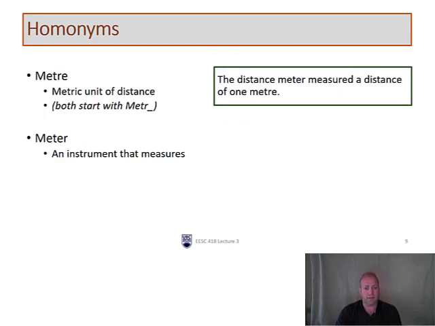Next, the meter. This is often spelled incorrectly. It's actually pretty easy to remember this one if you think that meter is a metric term and it has the first four letters spelled exactly the same as metric. Okay, so a meter is an instrument that measures something if it's spelled M-E-T-E-R. So an ohm meter, any sort of meter that you would hold in your hand to measure something is a meter, M-E-T-E-R. The distance meter measured a distance of 1 meter.